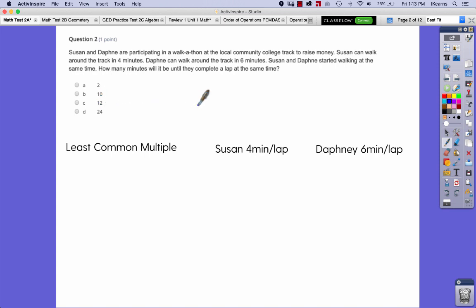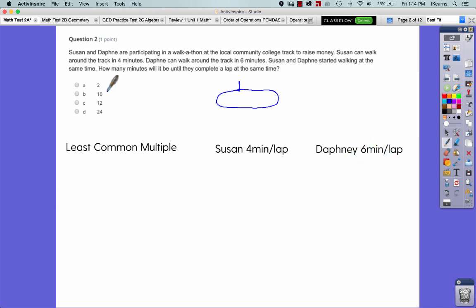So, in other words, they're walking together around an oval track, and they're both starting at the exact same time, and they're going to walk around. And when will they hit the finish line again at the same time? That's the question. Okay, so really this is the least common multiple question. It's the least common multiple between Susan's 4 minutes a lap and Daphne's 6 minutes a lap.